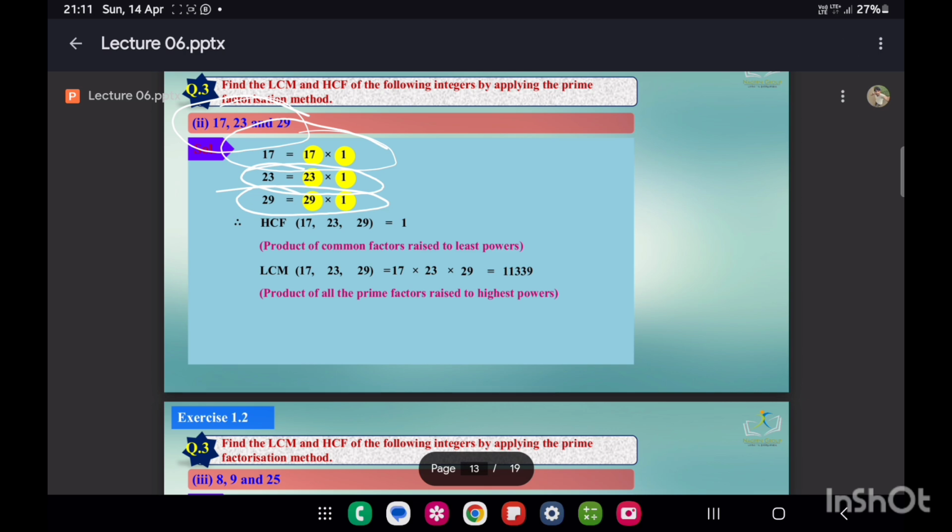So the HCF of 17, 23, 29 is 1, because the only common factor in all three numbers is 1, so the HCF is 1. Coming to the LCM, that equals 17 into 23 into 29, into 1, which we also write as it is. So we will get 11,339. This is the HCF and LCM, found by the prime factorization method.